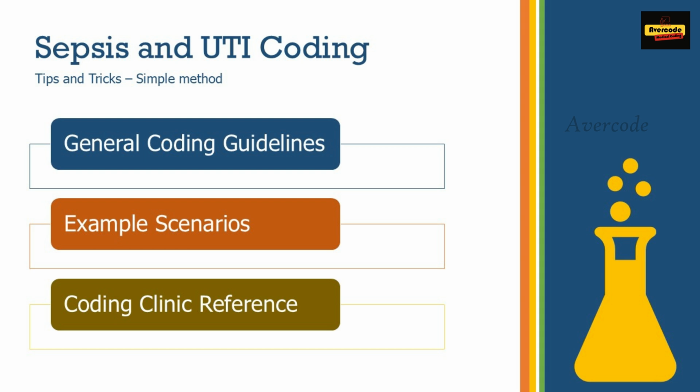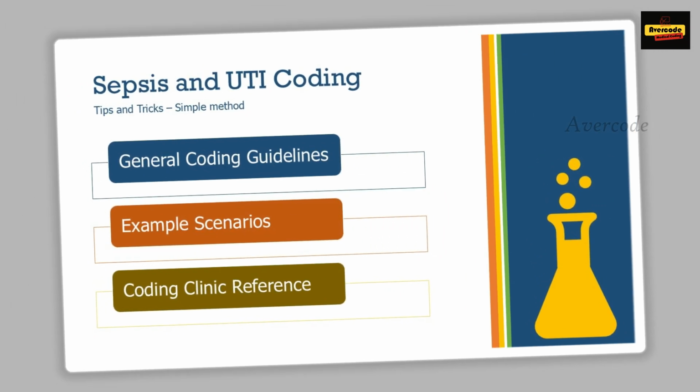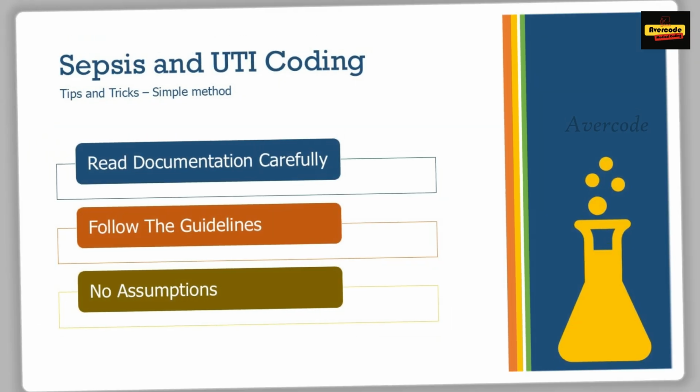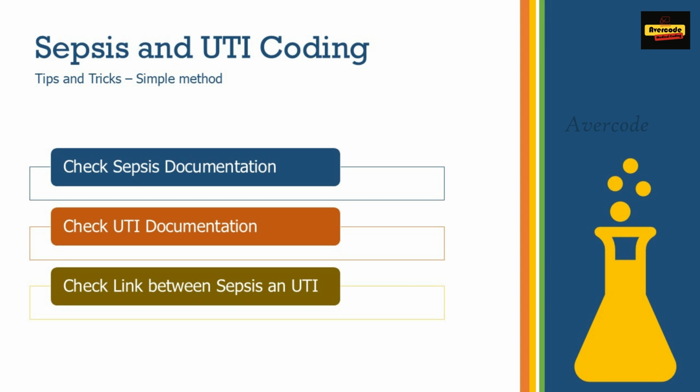In today's video, we'll be diving into the coding guidelines for sepsis and UTI. Understanding these distinctions is crucial in medical coding, as they each have specific codes and documentation requirements that affect billing and patient care. So, let's get into the details to ensure accurate and compliant coding.